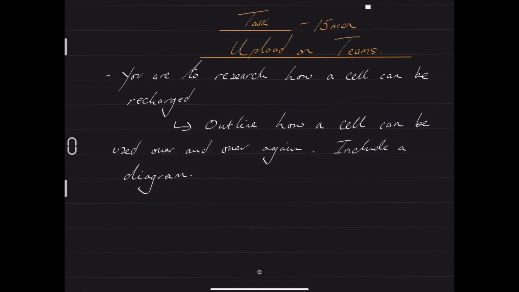The final task for today is going to be a research task. We've so far talked about non-rechargeable cells. Cells that cannot be recharged. Once you use it, you cannot use it again once the reactants have been used up. You are to research how a cell can be recharged, i.e. a rechargeable battery. Outline how a cell can be used over and over again.